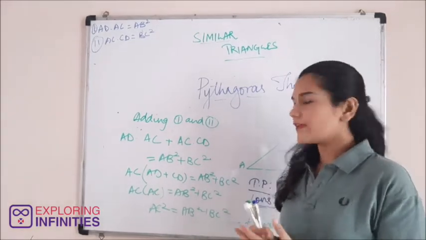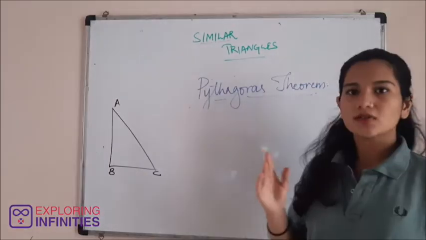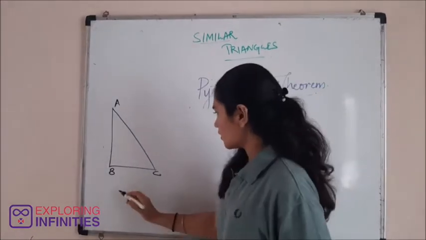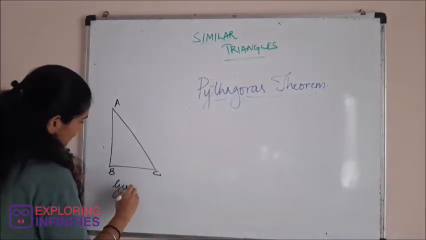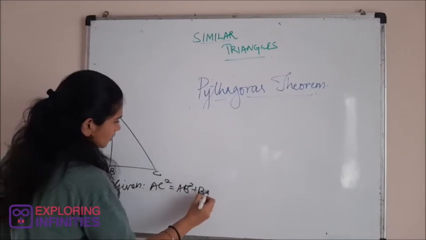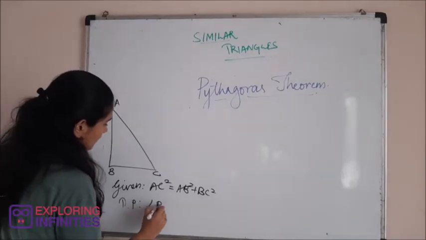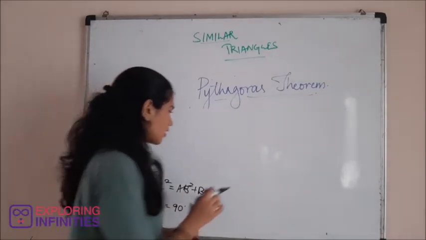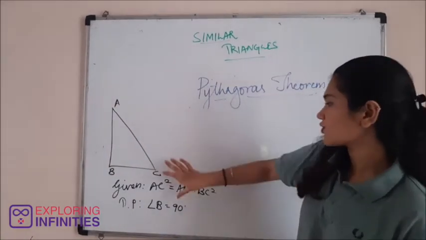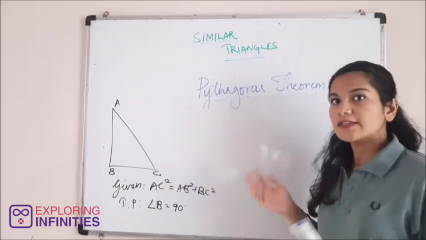Now moving on, we will actually prove the converse of this theorem. So what is the converse of this theorem? The converse is that you are given that AC square equals AB square plus BC square. What we have to prove is that angle B equals 90 degrees. So in the Pythagoras theorem, it was given that angle B is 90 degrees and we had to prove the above. Now we are given the condition that AC square is equal to AB square plus BC square, and you have to prove that angle B is equal to 90 degrees.